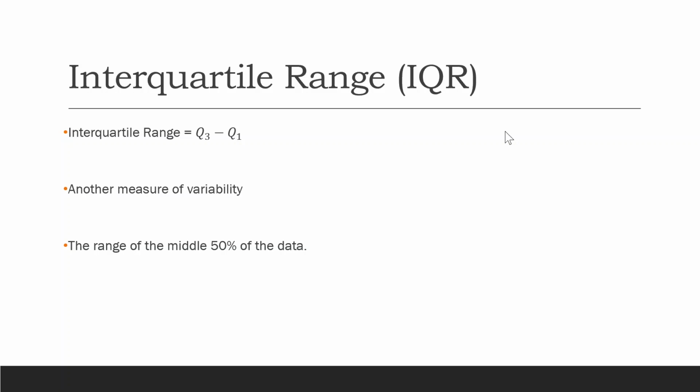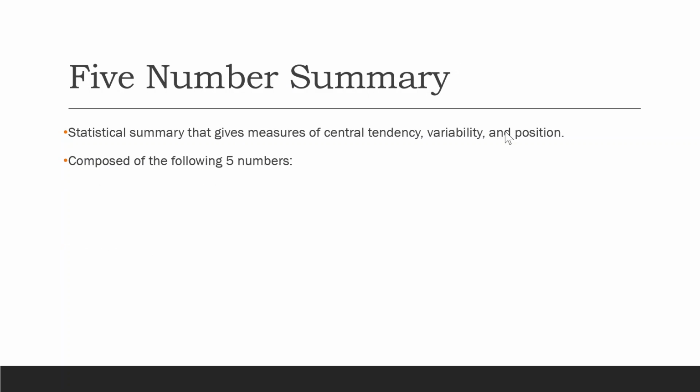It's another measure of variability, and it basically gives us the range of the middle 50% of our data, because Q1 is at the 25th percentile and Q3 is up at that third quarter of our data. And so if I subtract 25 from 75, or three quarters, I get 50%. So that's another measure of variability.